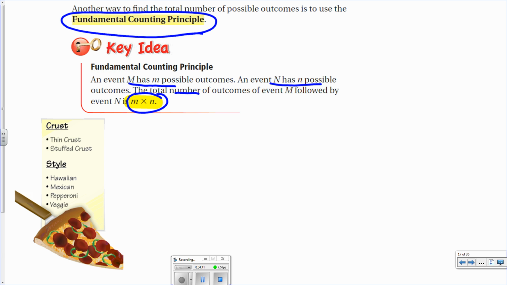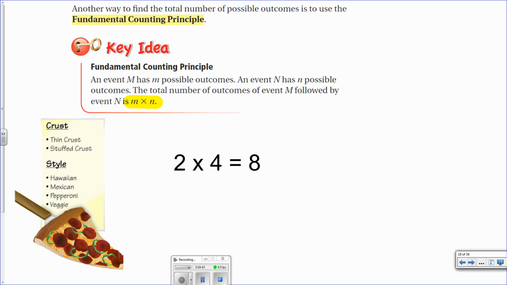So if we look at this example here with the pizza, there were 2 possible crusts, and there were 4 possible styles. So 2 times 4 is 8. So without having to make a sample space, you can figure out the possible number of outcomes.